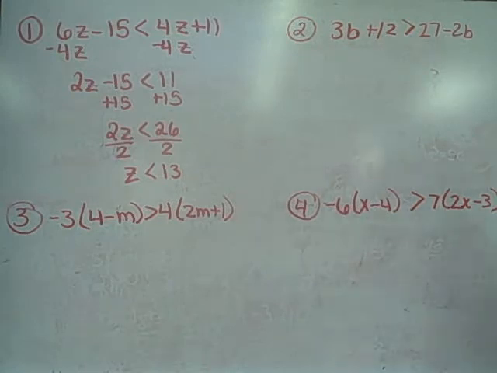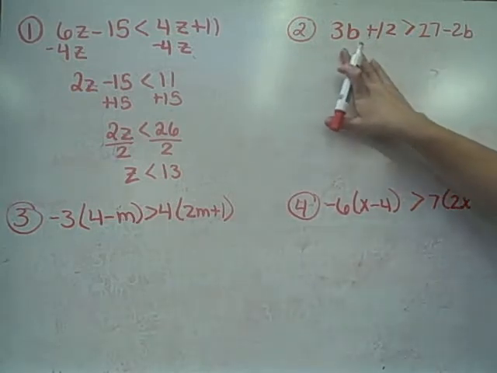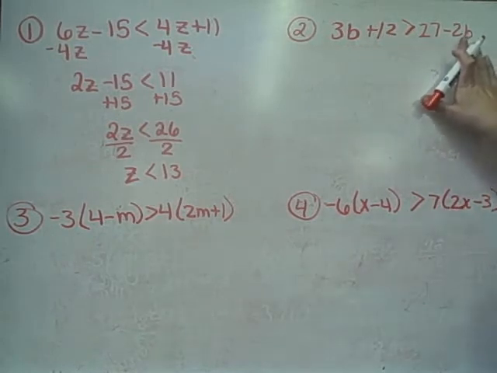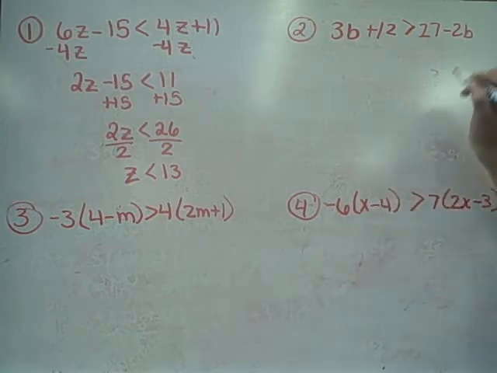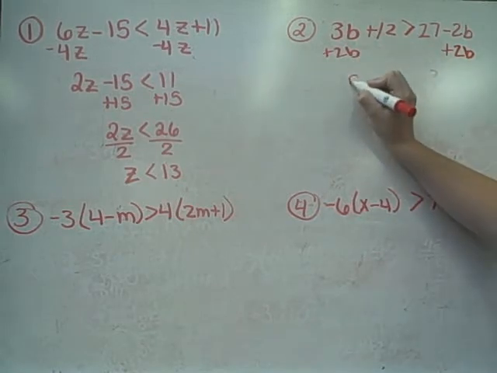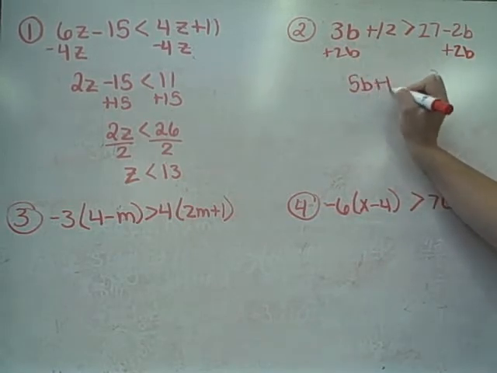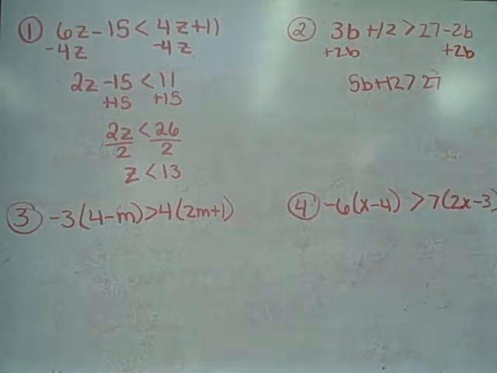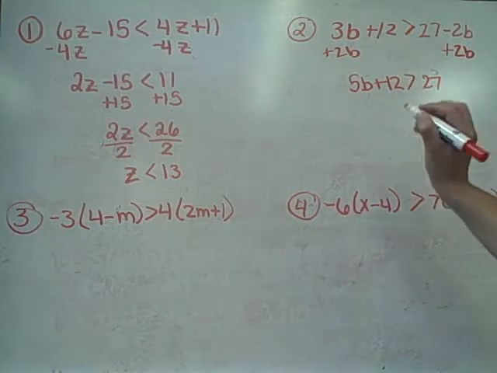Let's look at number 2. Again, there is no distributive property here, so do not touch that. I need to get all my variables to one side. So I'm going to add 2b to both sides. So I would end up with 5b plus 12 being greater than 27. From there, I would subtract 12.